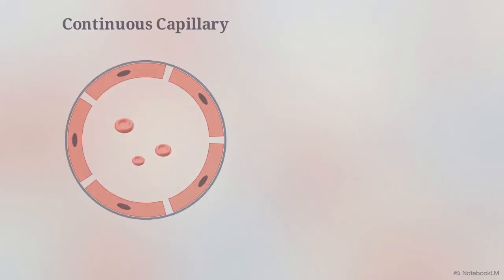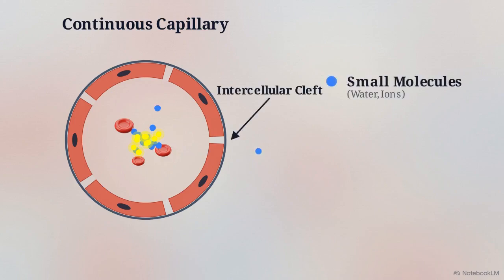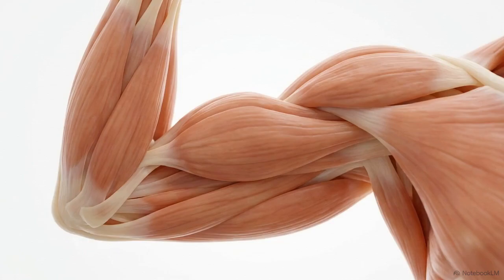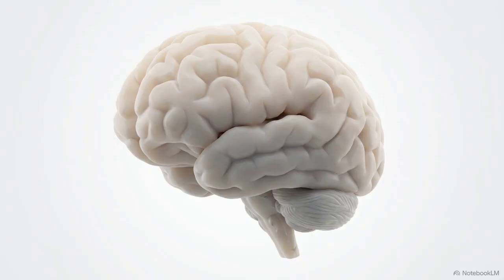This architecture limits passage to small molecules like water and ions moving through intercellular clefts, while lipid-soluble molecules passively diffuse across the cell membranes. These are found in skeletal muscle, the skin and the central nervous system.